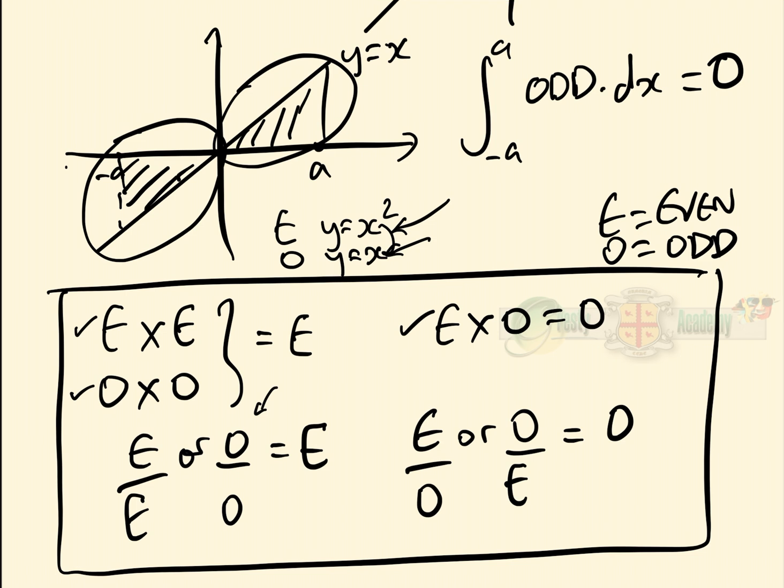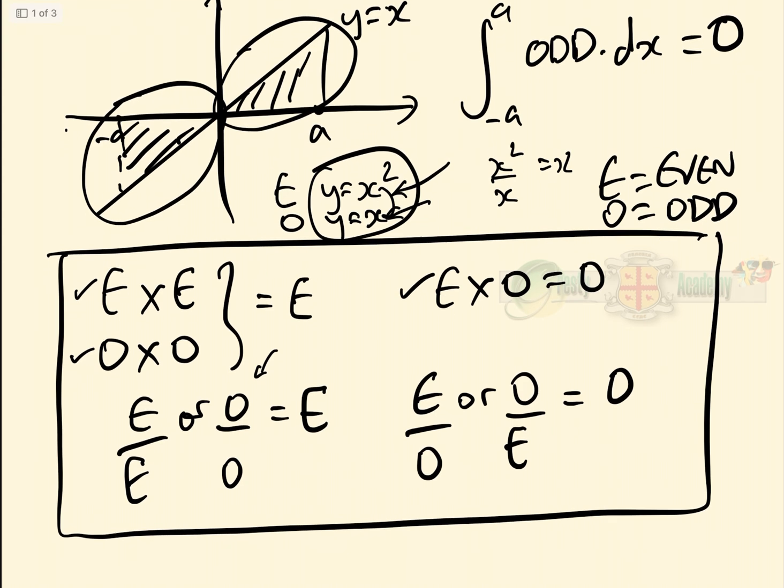And if we had, for example, x squared over x, which is even over odd, that equals x, which is odd. So you can actually work these out just by using the even function y equals x squared and the odd function y equals x. Just a little trick to remember them.